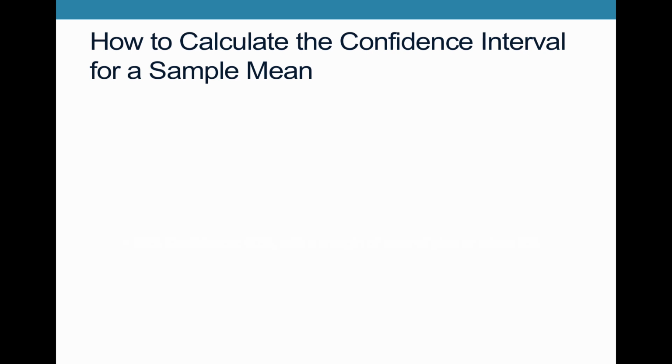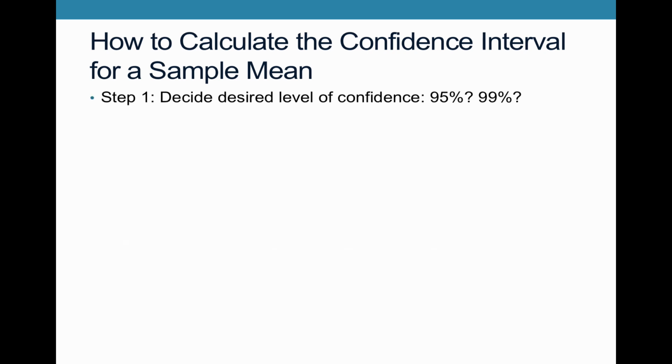So I'm going to go through how we calculate a confidence interval for a sample mean. And the idea here is to hopefully give you a little bit of the intuition without going into much hairy math along the way. So step one, this is up to you. You decide what your level of confidence is. Do you want 95% confidence, 99% confidence? Typically in political science, we use 95%. 99% would make you extra certain, but 95% usually works okay.